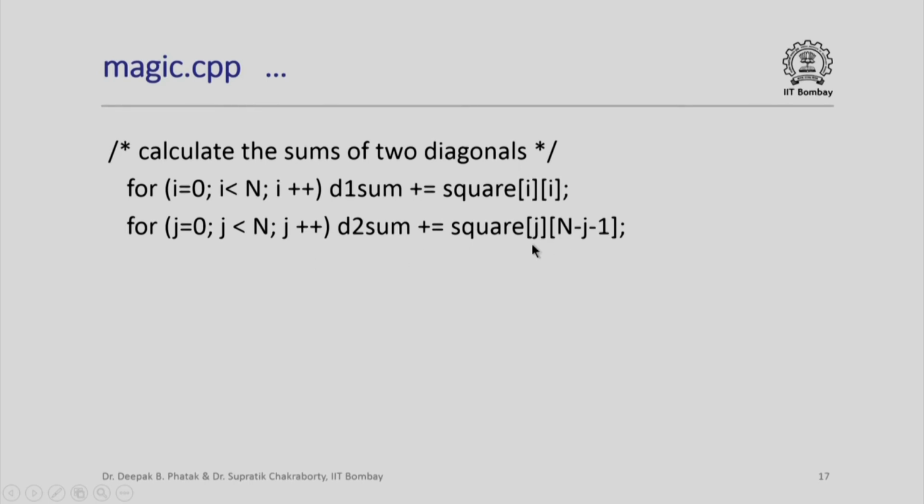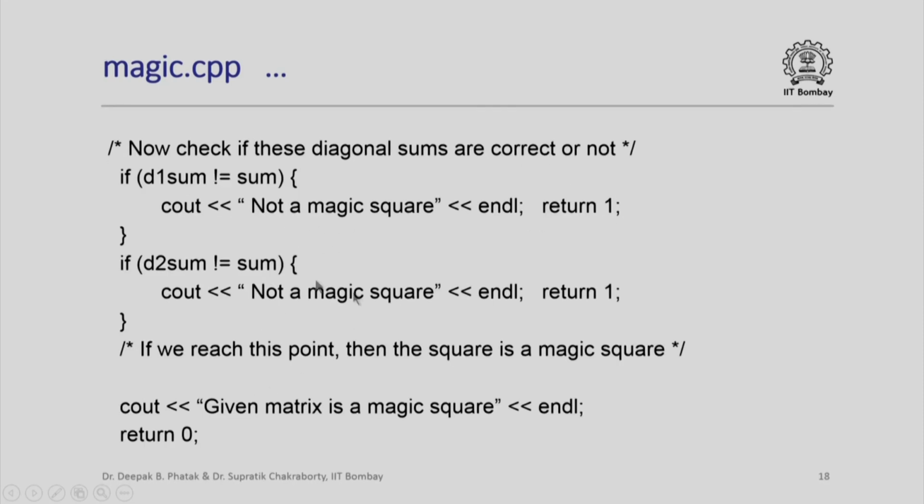You can verify that the use of such an index j for the row and n minus j minus 1 for the column will actually give you an index which is like this, which will cover this array. The first one, i equal to 0 to n minus 1, 0 0, 1 1, 2 2, 3 3, will cover this diagonal, whereas this will cover the other diagonal. Having found both the sums, I simply check whether each of the sums is the same as the given sum, or required sum, or not.